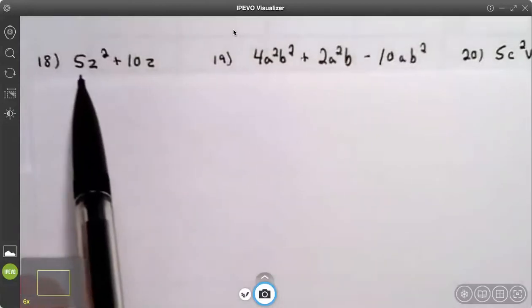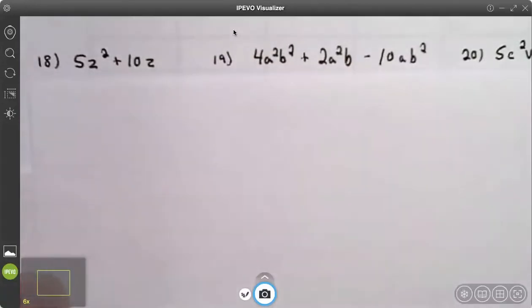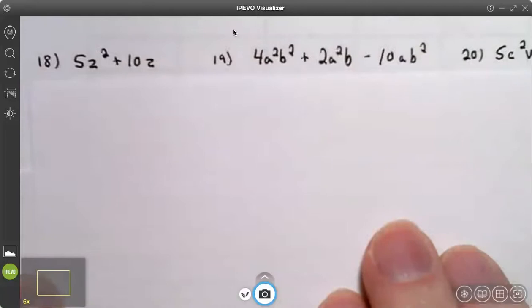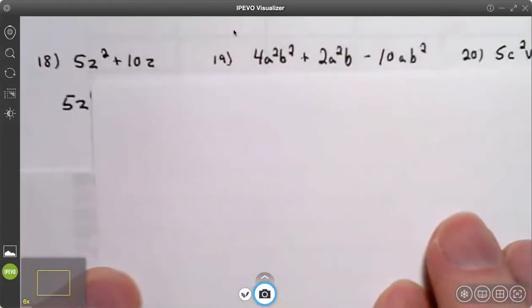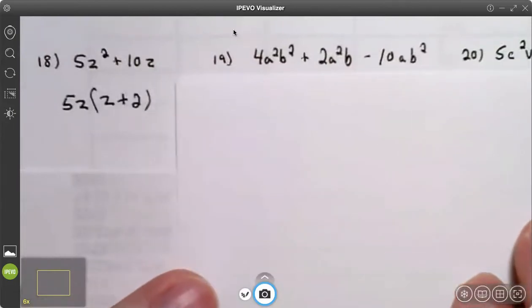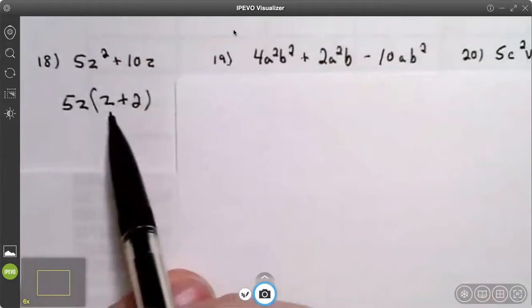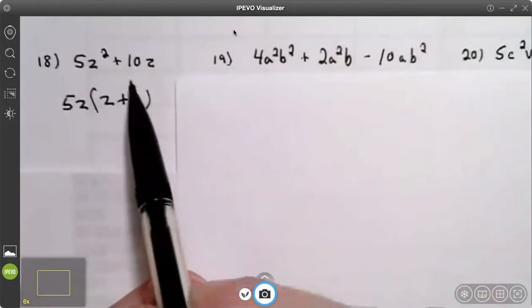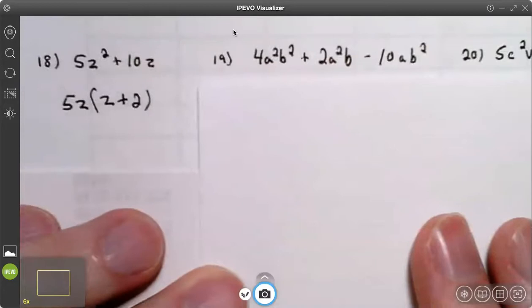Number 18 says 5z squared plus 10z. Try number 18. Your greatest common factor is 5z. You're left with z and 2. 5z times z is 5z squared. 5z times 2 is 10z. Try number 19.